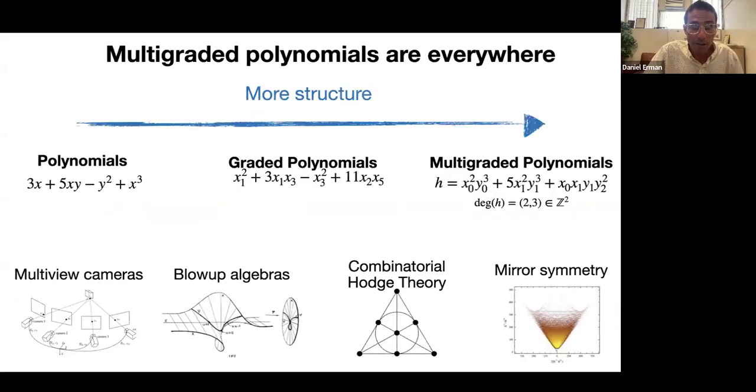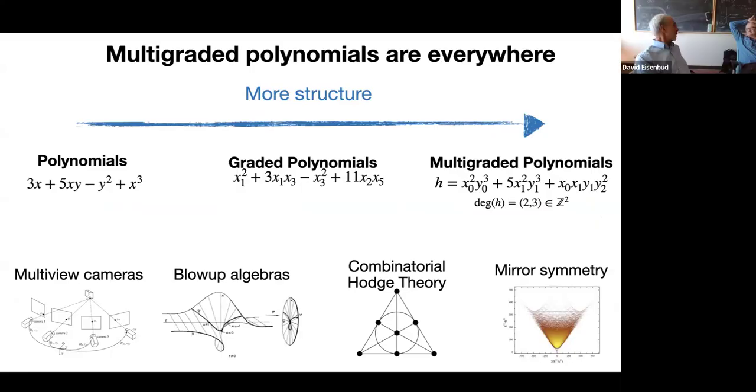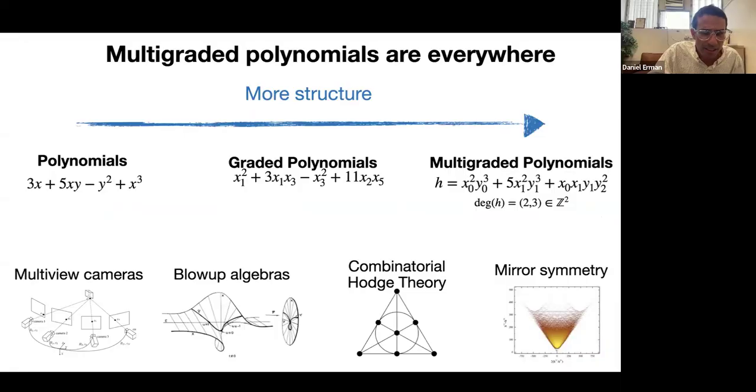So I want to start with the story, which starts with multigraded polynomials. Polynomials come in different flavors. There's ungraded polynomials, and then there are standard graded polynomials, homogeneous polynomials where all the terms have the same degree. And then I'll talk today about multigraded polynomials.